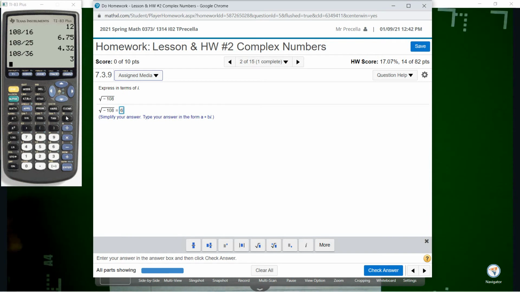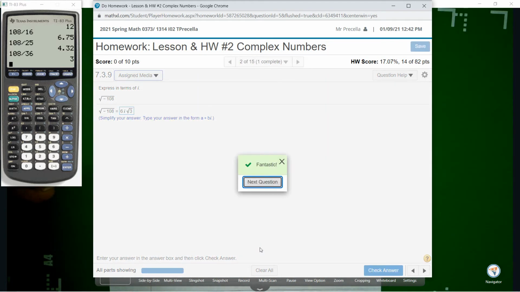I'm just going to hit the letter i. Square root, I could have used that i right there. Square root 3. Enter.